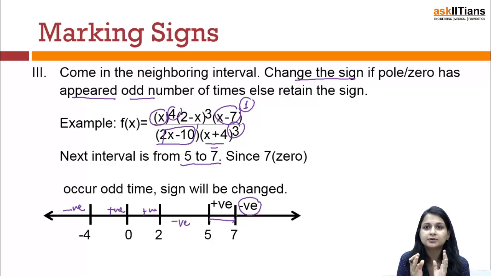So always remember, this is a very important point, students. When you have an even power, you don't have to consider it, because in any case it is always positive. So you will not change the sign. And if it is coming an odd number of times, you will always change the sign. So first we plot the poles and zeros. It will divide the number line into various intervals, and then we will alter the signs accordingly.